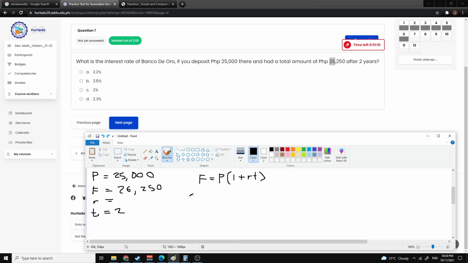So the future value is 26,250 equals 25,000 times 1 plus blank. It's just going to be r, our variable r, because we want to isolate that so that we can get whatever that variable is. Because we want to get our interest, we just have it be r. So now we're going to multiply that to that.